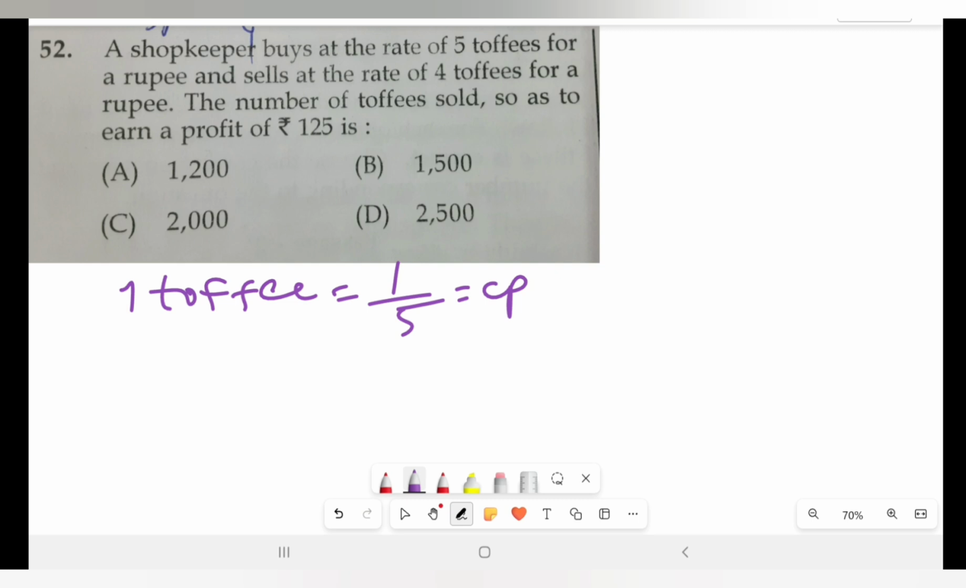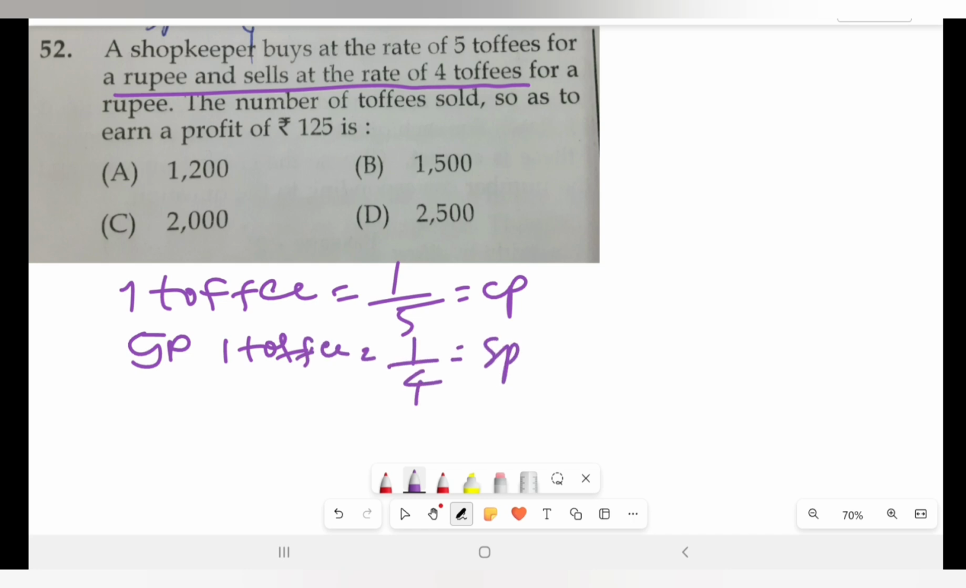So this is also equal to the cost price of 1 toffee. Now he sells toffees at 4 for 1 rupee. So then his selling price of 1 toffee is equal to 1 by 4 rupees. So this is the selling price. So cost price is 1 by 5 and selling price is 1 by 4. Here we have to calculate profit.